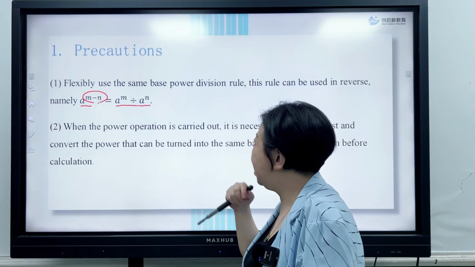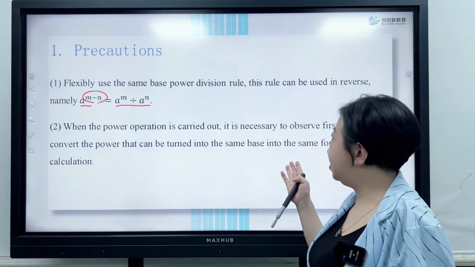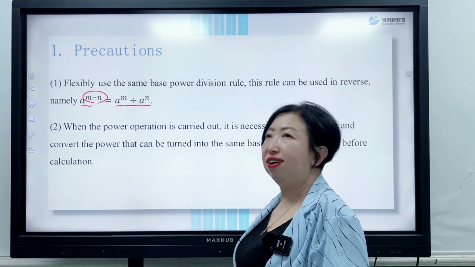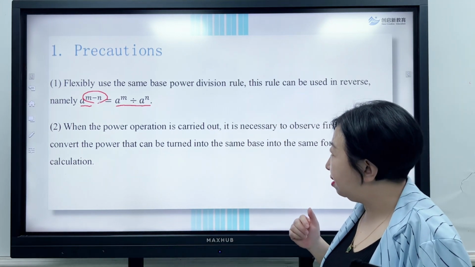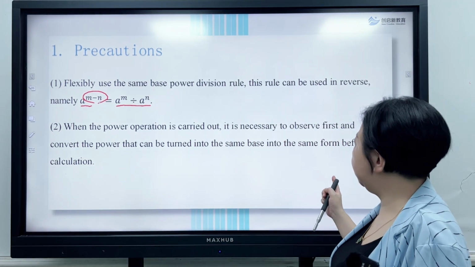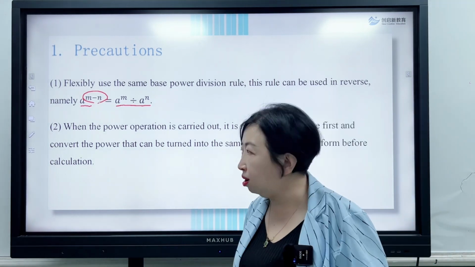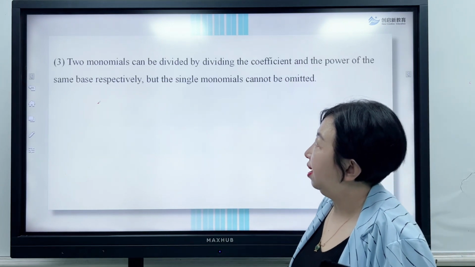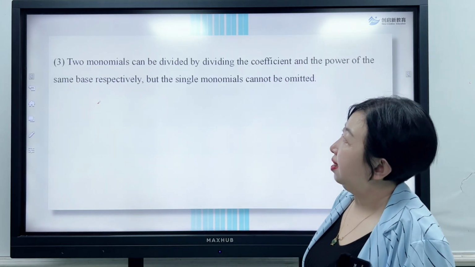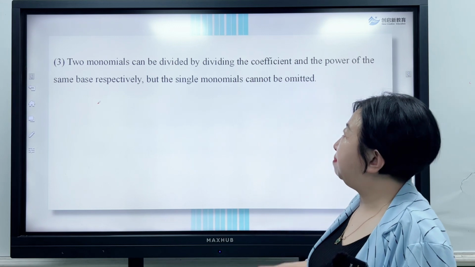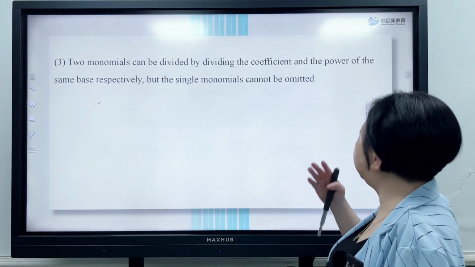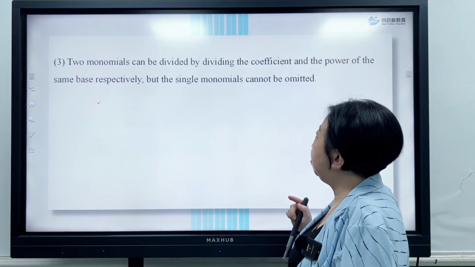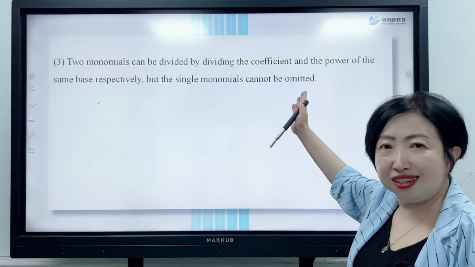When the power operation is carried out, it is necessary to observe first and turn powers into the same base, combining them into the same form before calculation. Third, two monomials can be divided by dividing the coefficients and the powers of the same base respectively, but a single monomial cannot be divided.